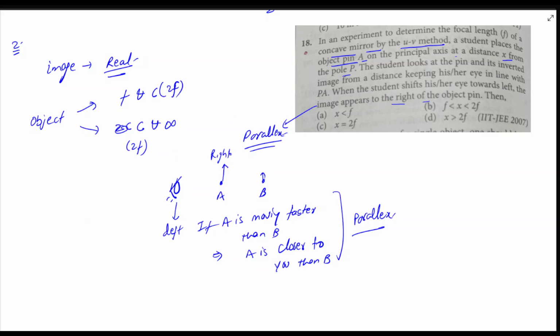Okay, to the right of the object beam. So this must be image and this must be object. Okay, and this is our concave mirror. So the situation is like this, right?